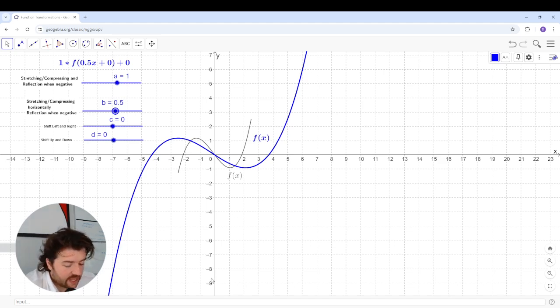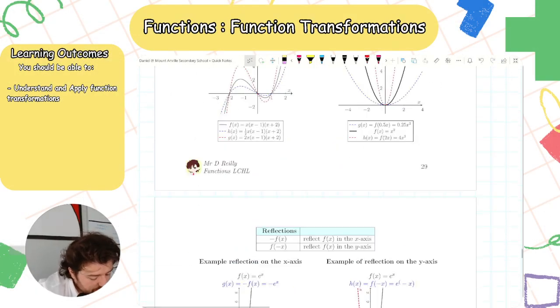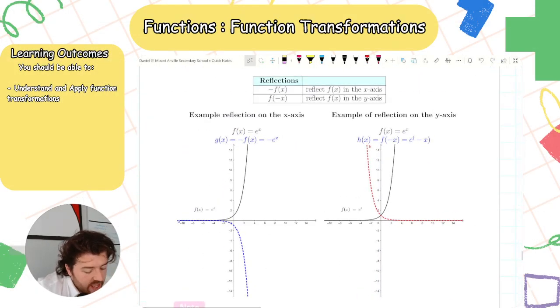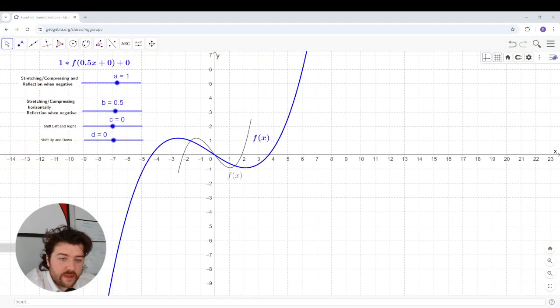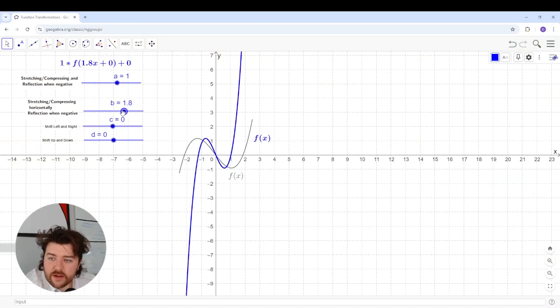Finally, the last one we need to look at is if I multiply the whole function by a minus, it will reflect the function on the x-axis. Then if I multiply my input by a minus, it reflects it on the y-axis. So looking here, back in GeoGebra, let's get this back to normal.